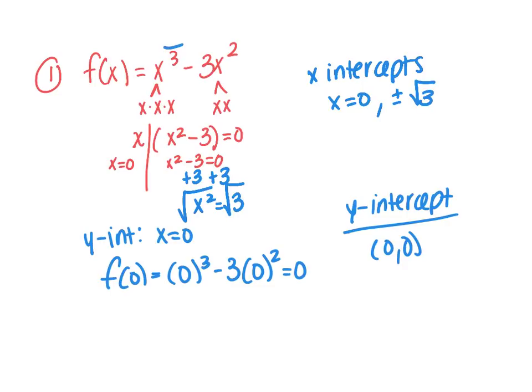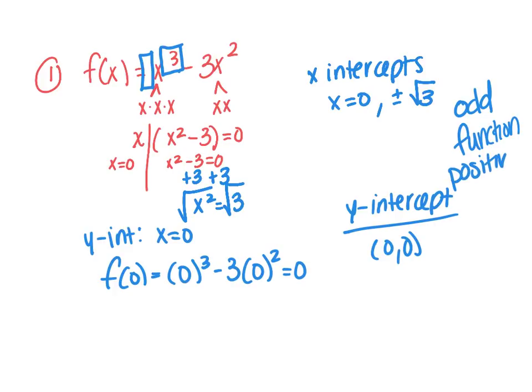The next thing I'm going to ask is if it's an odd or even degree function. Well, we look at the highest degree. So in this case, it's 3. So this is an odd function. The next thing is positive or negative. You look at the highest coefficient. In this case, it's 1. So we know it's going to be a positive graph.